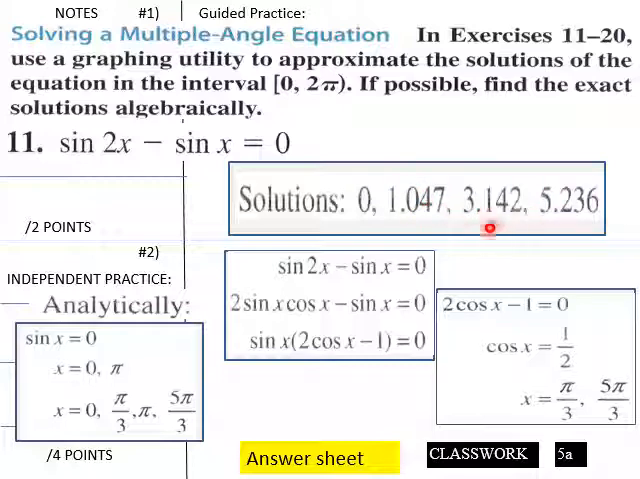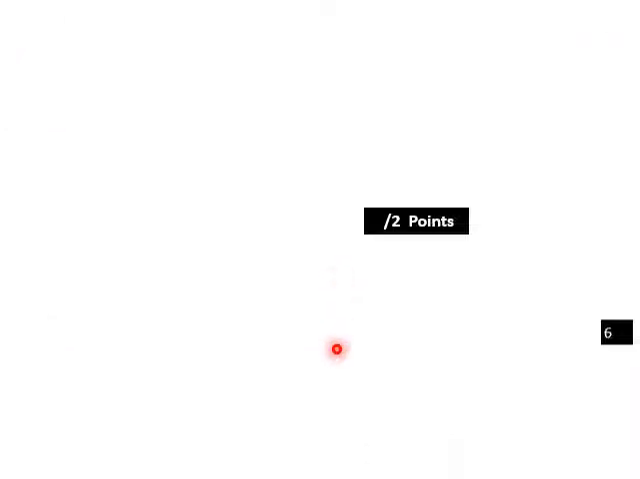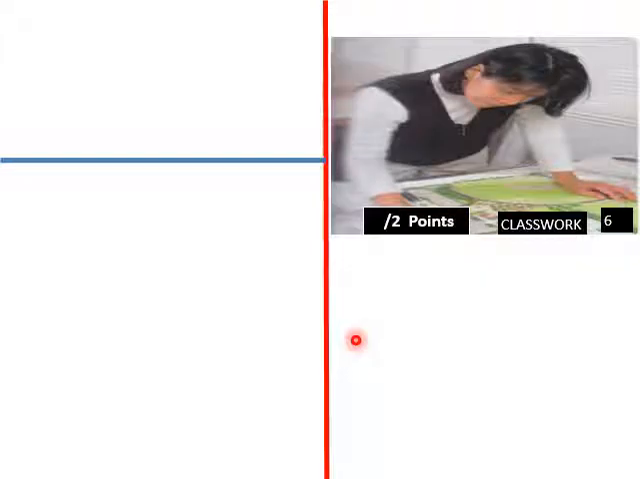I don't see pi over 2. There is no pi over 2, but there is pi over 3, and then 5 pi over 3 is here. So these are your solutions here for this expression here. So that's kind of like the idea, is you break this down by using your formulas that we looked at. Okay, let's go into another example here.